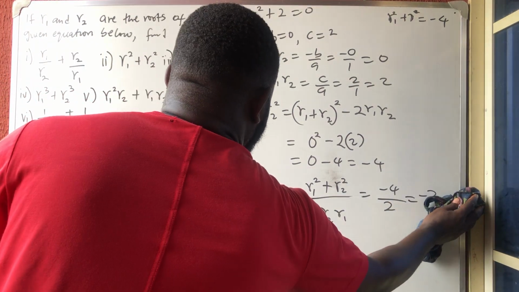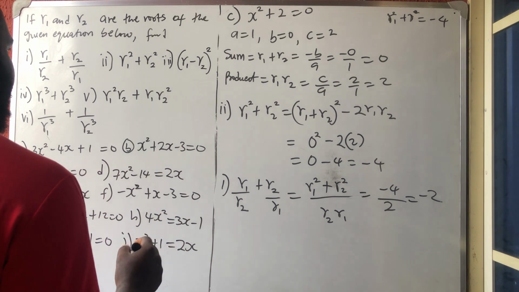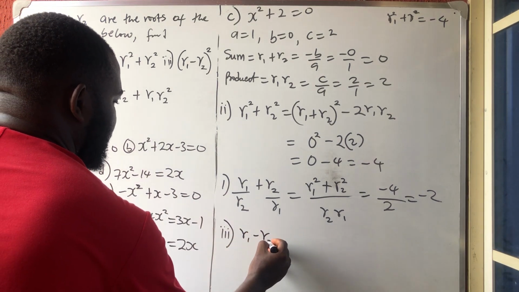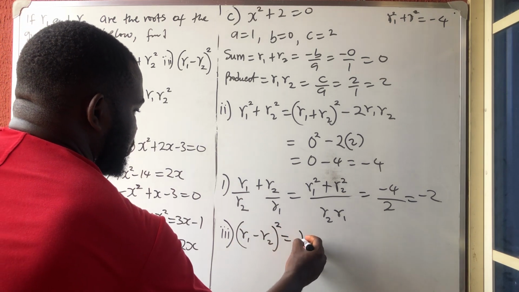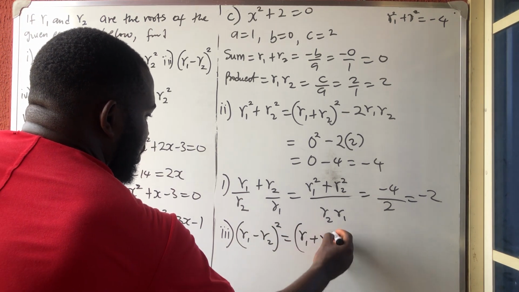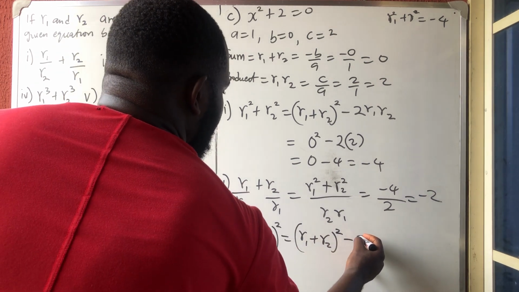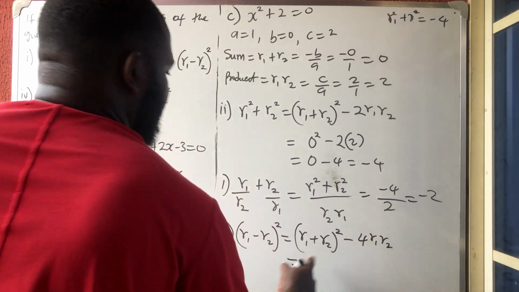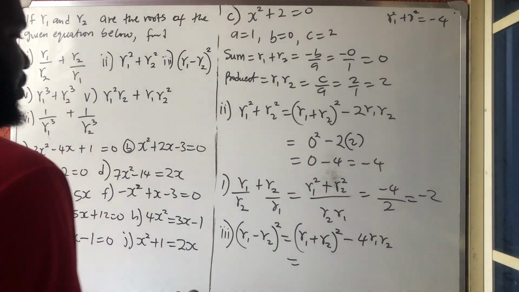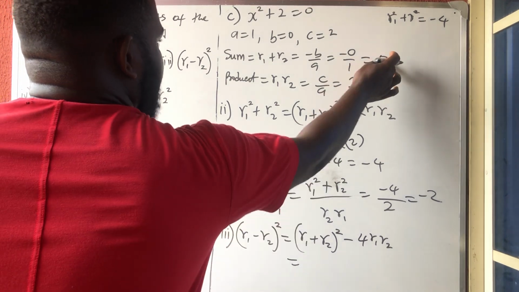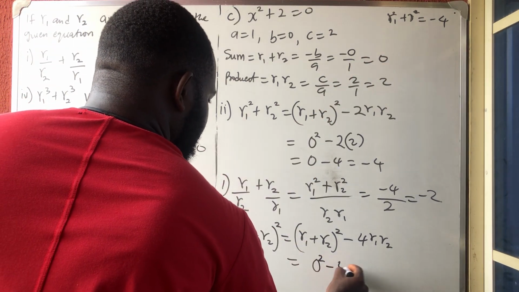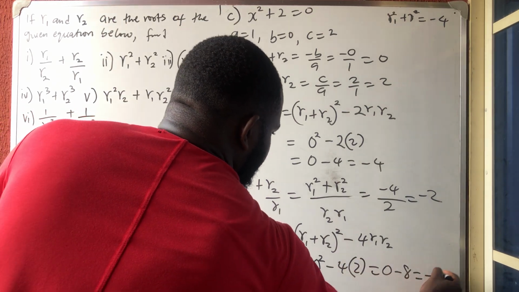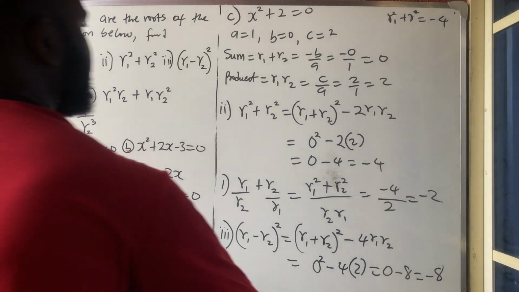So the next one, that is III, said R1 minus R2 all squared is equal to R1 plus R2 all squared minus 4R1R2. This one here is 0. So I have 0 squared minus 4 into 2, which is 0 minus 8, which is minus 8. Okay, so let's go into the next one.